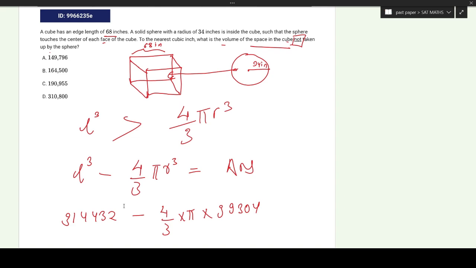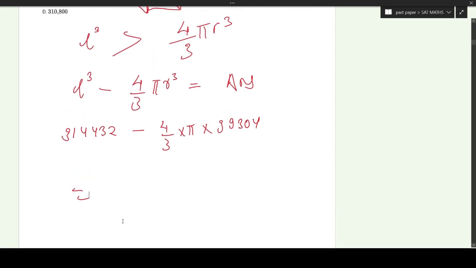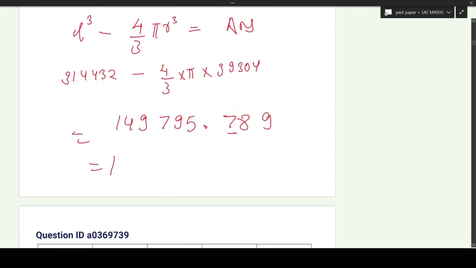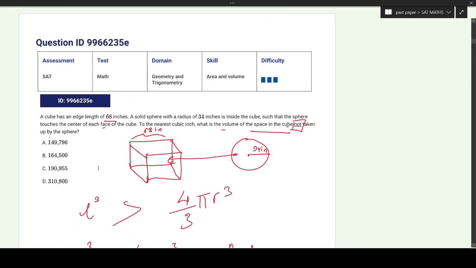Sorry, I just put the wrong value at first, 39304. Okay, so subtracting these, we have 149,795.789. So to the nearest cubic inch, that's going to be 149,796, because we round it off, right? So 5 becomes 6. Let's see if this matches any of the options, and yeah, it matches option A. The answer is option A.